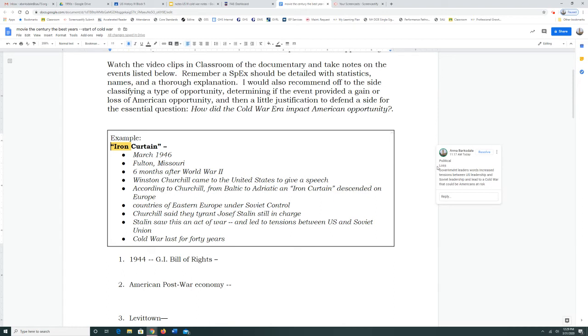I put loss. And then the reason you're doing this is you're actually prepping your analysis statement. So I'm analyzing the specs. I'm saying it's a political opportunity loss. And this is my because: government leaders' words increased tensions between US leadership and Soviet leadership and led to a Cold War that could put American lives at risk. And I might just edit that a little bit.